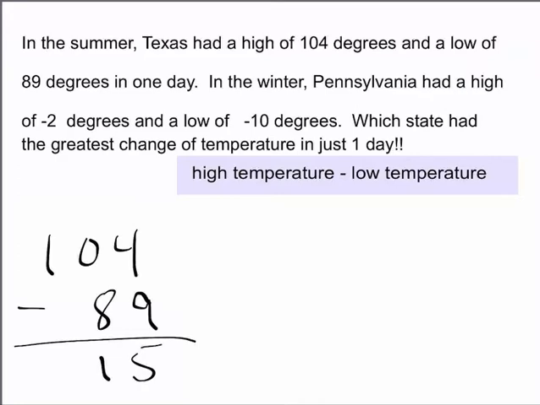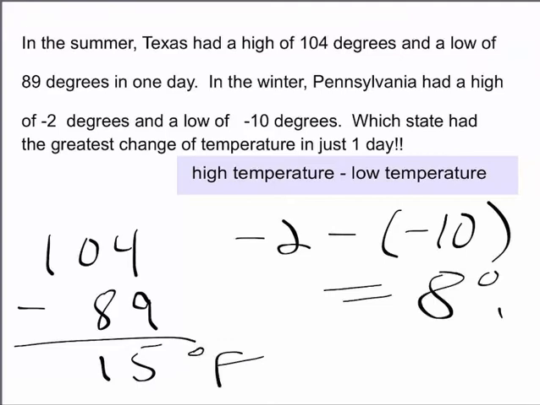And here we have negative 2 minus, in this case, negative 10 for Pennsylvania. We see the difference is a total of 8 degrees Fahrenheit. So therefore, we see that Texas had a greater temperature change.